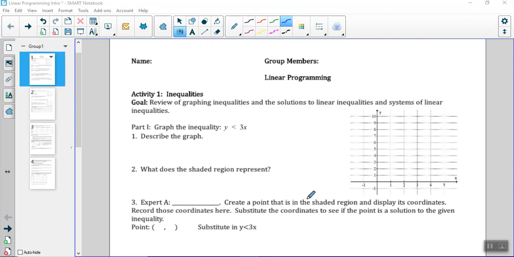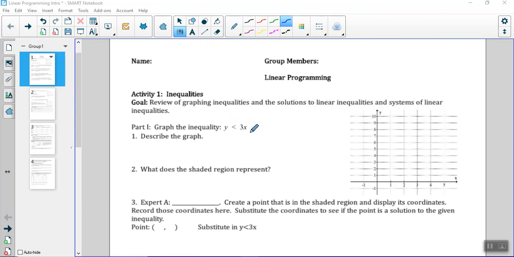Hello AFDA students. Today we are going to solve problems using linear programming, and we are going to start by reviewing inequalities. So remember, an inequality looks a lot like an equation, but instead of an equal sign you might have a less than or a greater than, less than or equal to, or greater than or equal to.